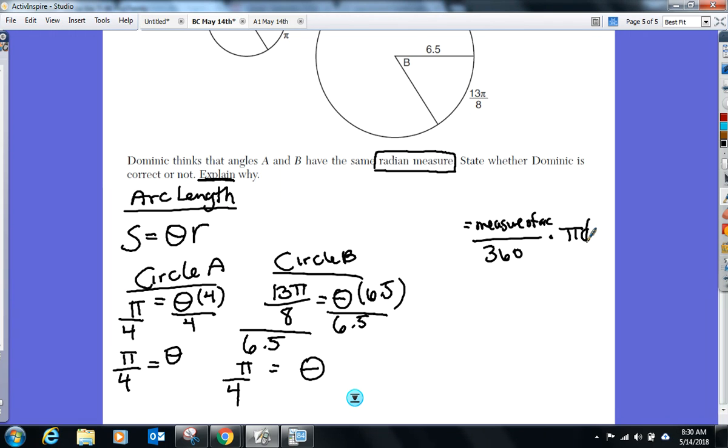So what did you write for the explain why, that's not just restating that they're equal? Both circle A and circle B came out to have a central angle of pi over 4 radians. You just need like a summary statement for your work. The work alone is not good enough when it says explain. Or you could say using the formula S equals theta R, we found both circle A and circle B had central angles of pi over 4. So Dominic is correct, because that was the actual question. Is he correct or not?